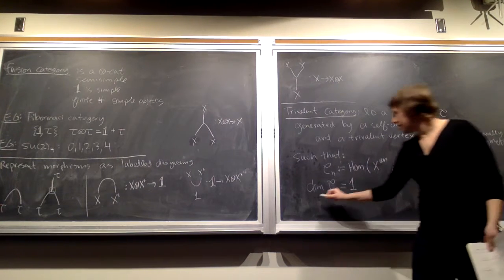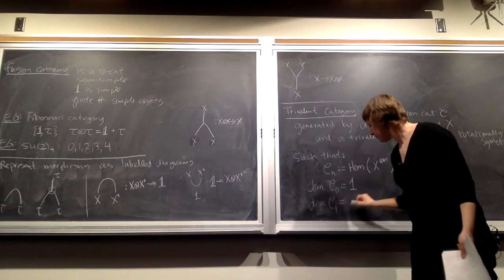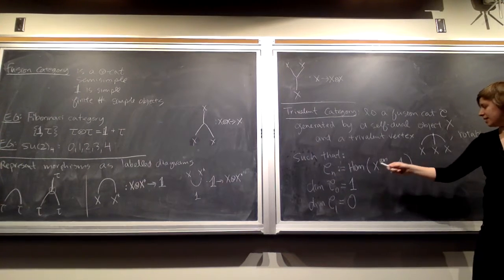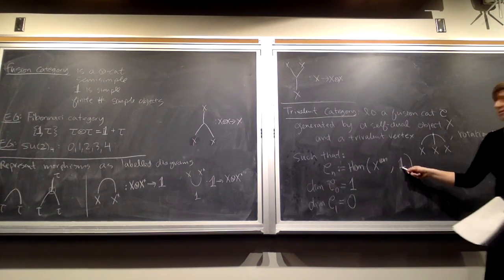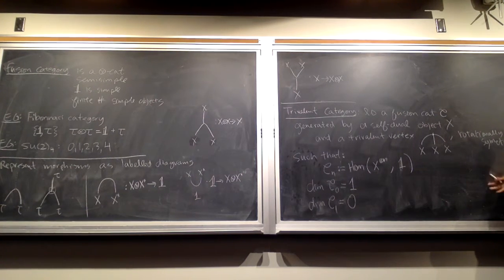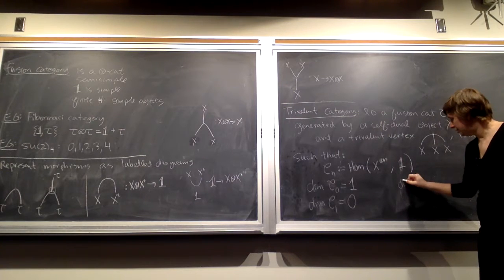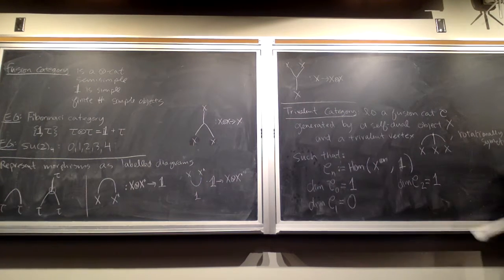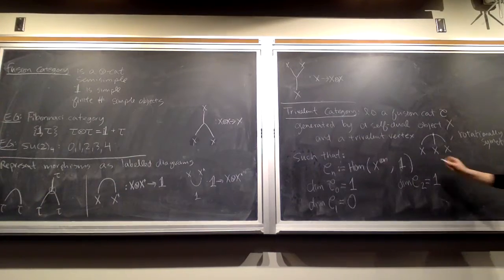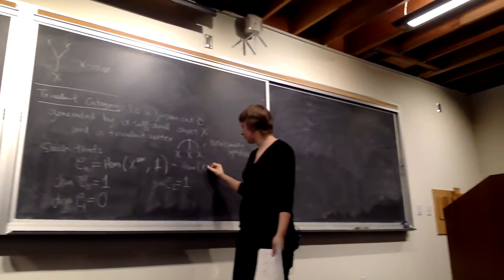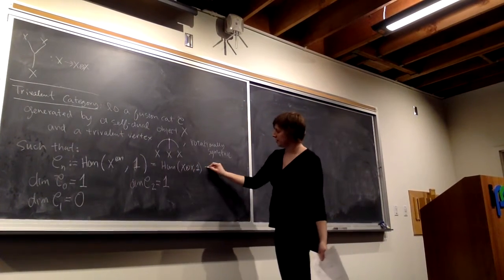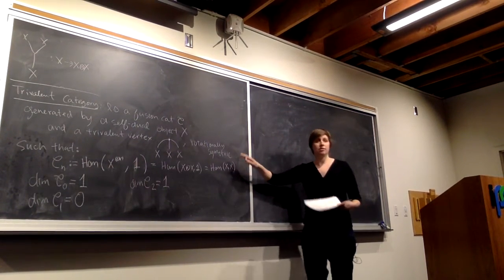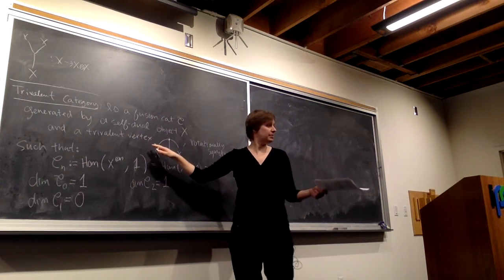And then the next thing that I ask is that C1 is zero-dimensional. Okay, and this is saying that there's no map from the object X to the unit. So X is not the unit, and X is not some sum containing the unit. Now the third condition that I want is that C2 is one-dimensional. So this is maps from X tensor X down to 1, and by Frobenius reciprocity and self-duality, this is the same as maps from X to itself, and so this is the condition that says that X is a simple object.